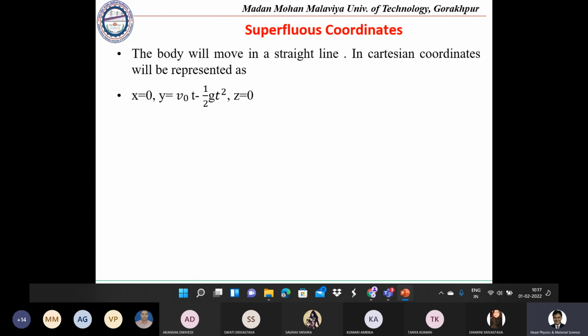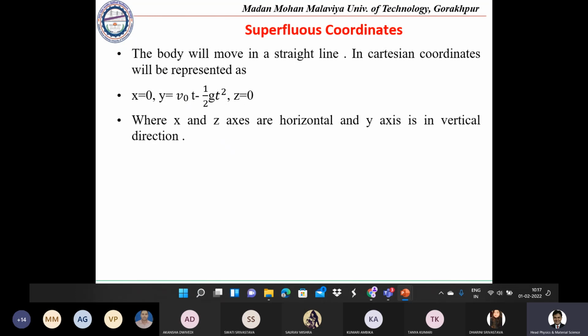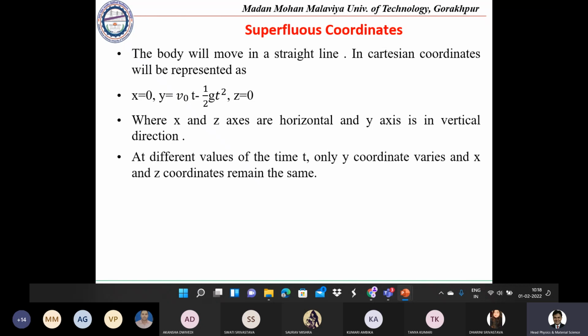So y is equal to v0t minus half gt squared, and there is no motion along the x direction or along the z direction. Here x and z are the horizontal axes and y is the vertical direction. Like we took 3 axes, 2 are horizontal, one in the x direction, one in the z direction, and the y direction we have taken as the up direction here. So y will obviously be the vertical direction.